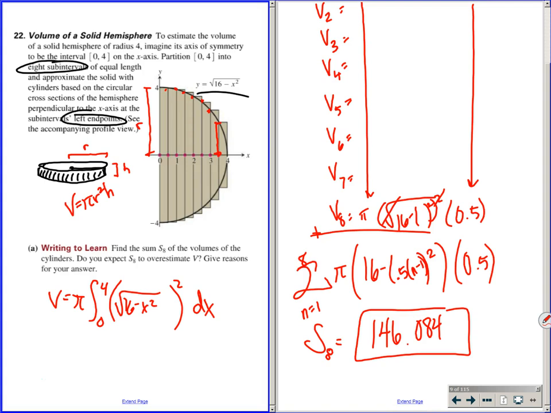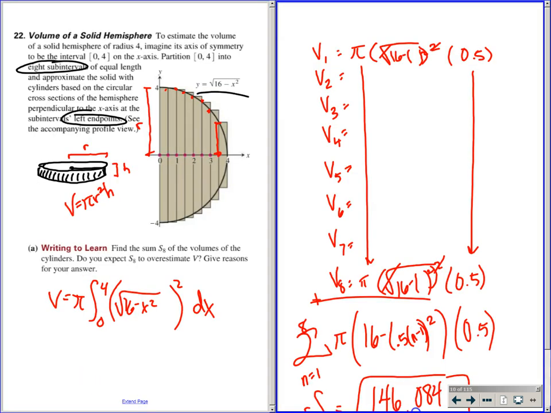Because my function is decreasing, which means a left sum is an overestimate. The concavity doesn't matter. Whenever my function is decreasing, left will always jut out above, and right will always jut under, below. Anyway, they didn't actually ask us to find the actual, but I'll just throw it out there.